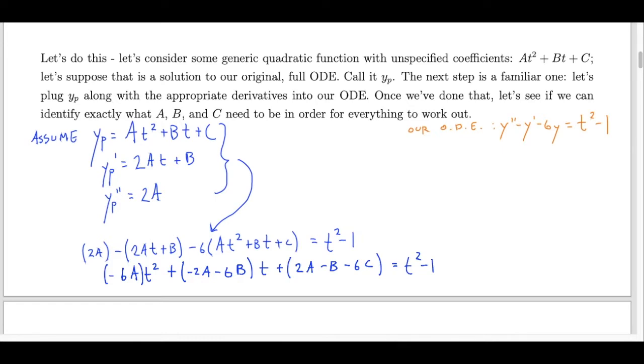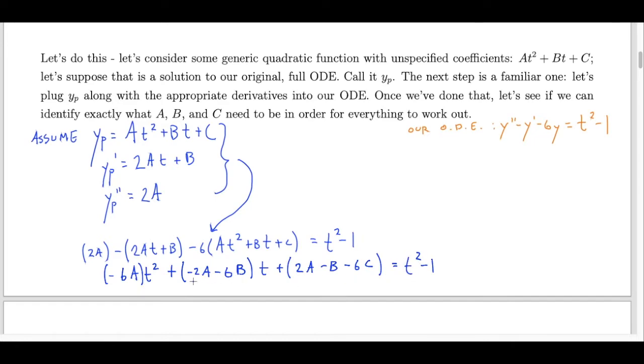The next step that we do here will happen in every single problem in this section. I like to say we're going to set like coefficients equal. What I mean is, if this equation is going to be true, then the coefficient on the t squared term on the left needs to equal the coefficient on the t squared term on the right.